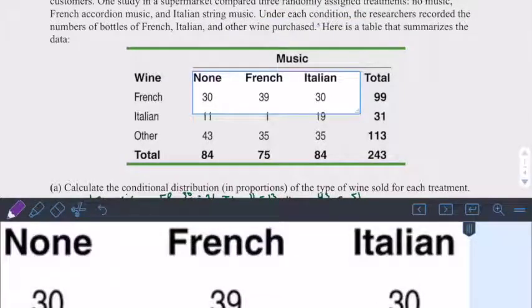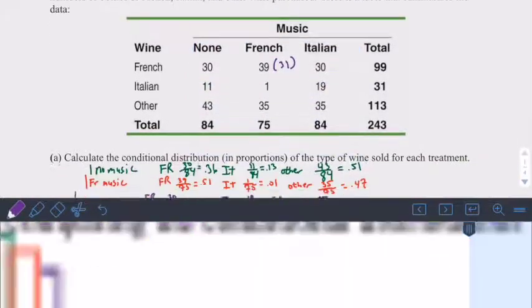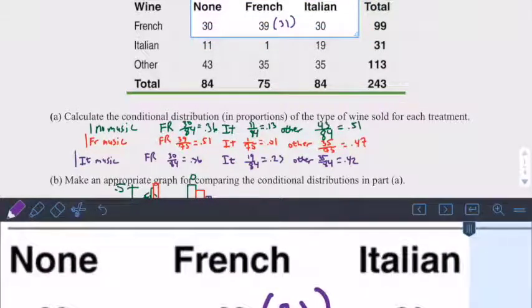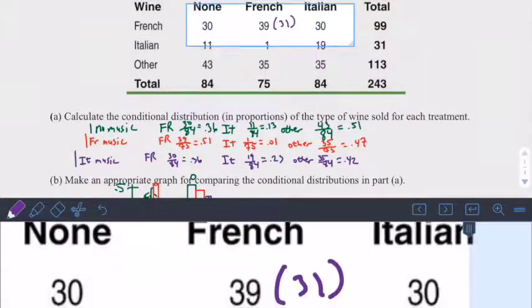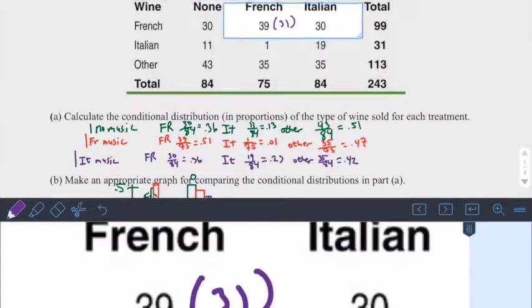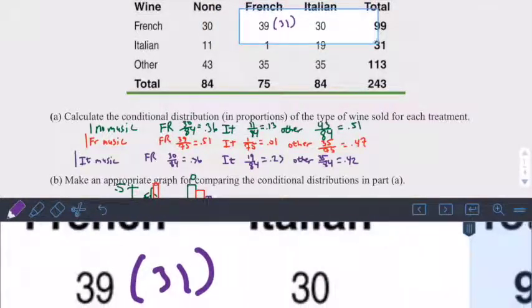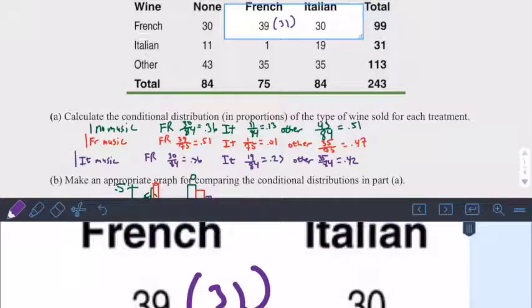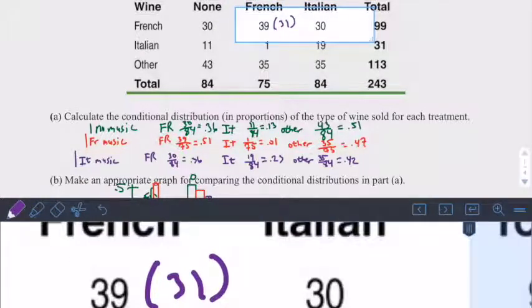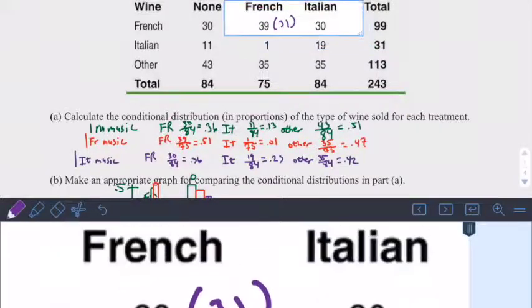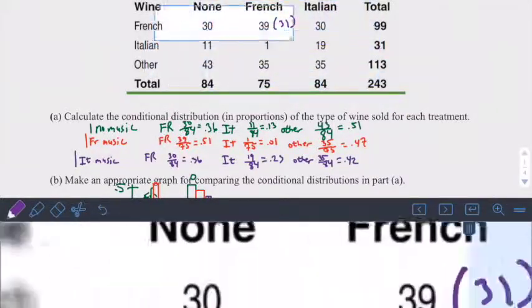Right? So if we go back up to here, we would expect 31 of those 75 bottles should be sold, but we notice, remember, that French music seems to have made it a little higher. So this expected value is a little lower than what actually happened. And you see this observed minus expected happening again. That's that chi-squared test. Well, we could get a chi-squared value of 39 minus 31, which is 8, and then squared over 31, and that would give us our statistic. We do that for our entire table.